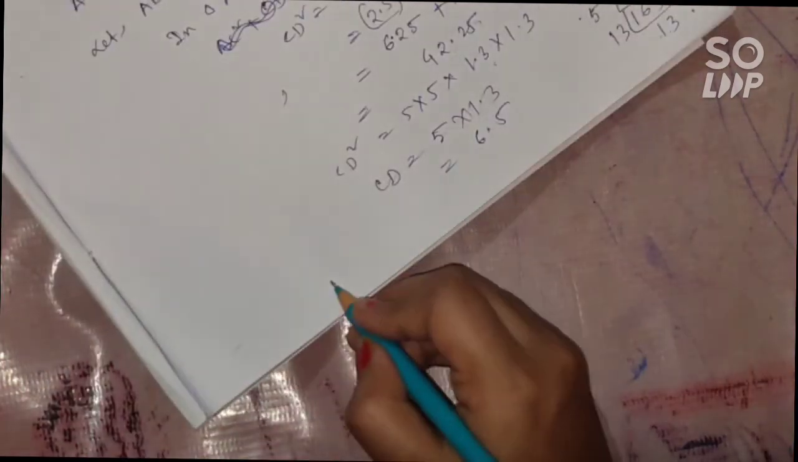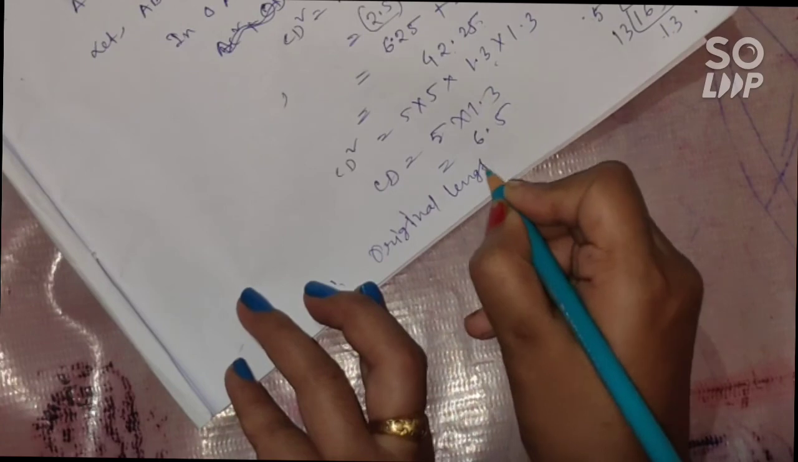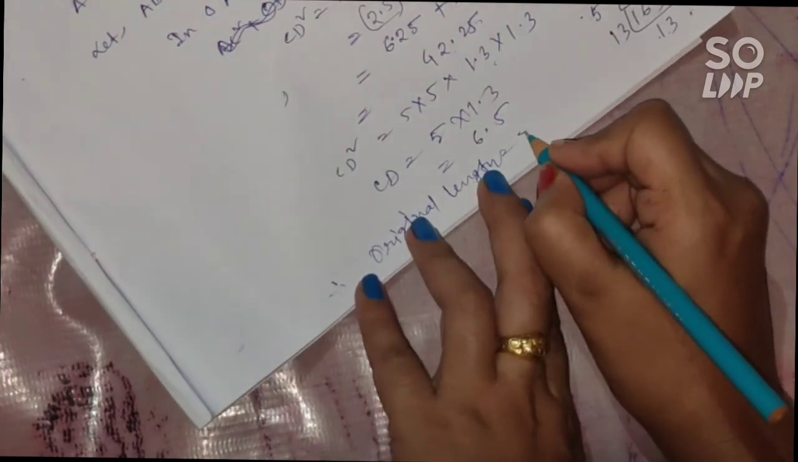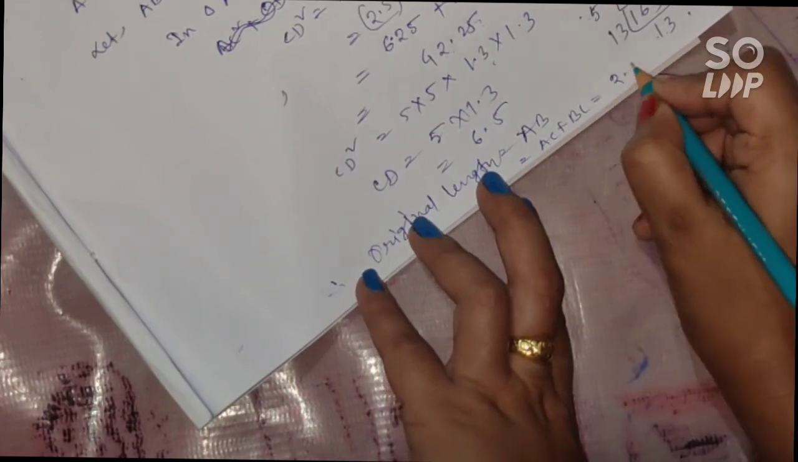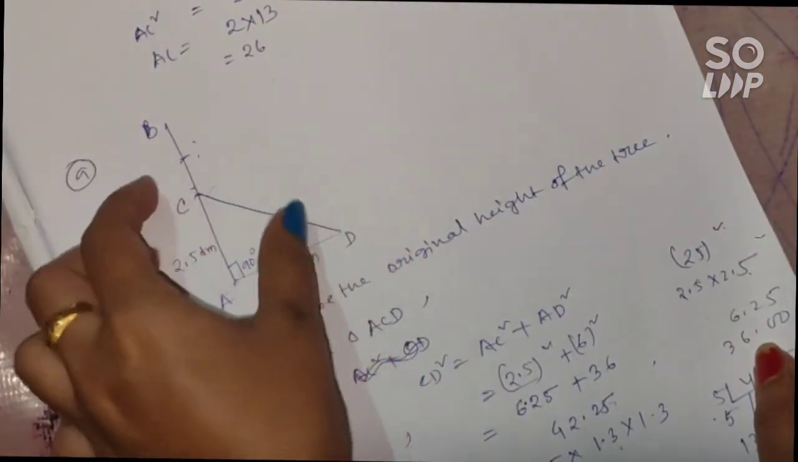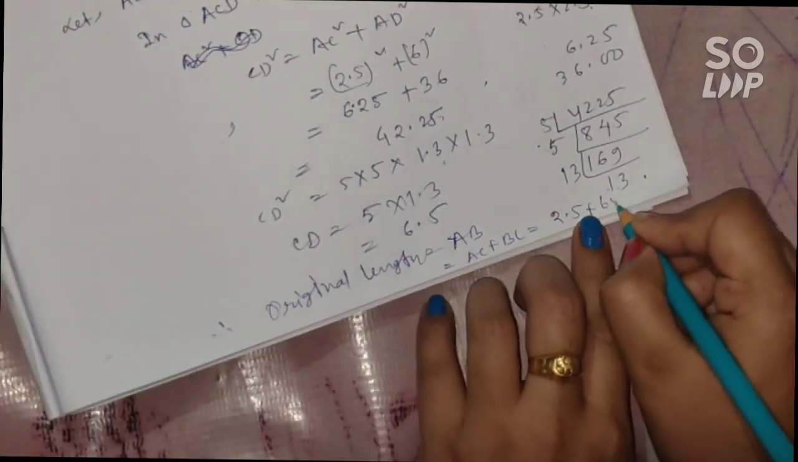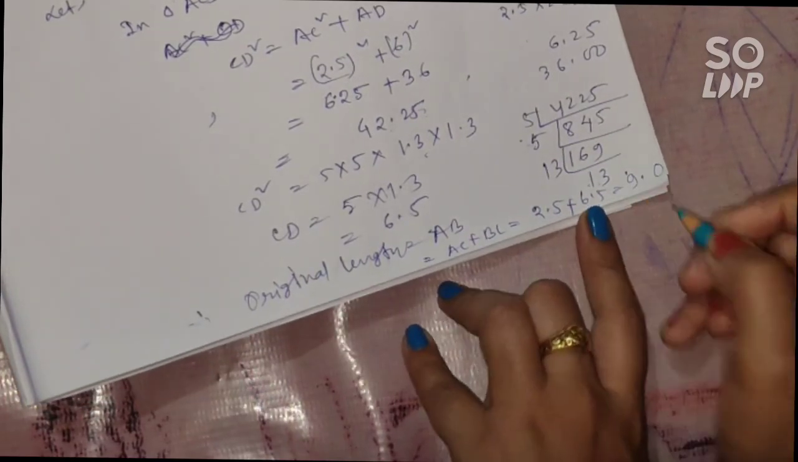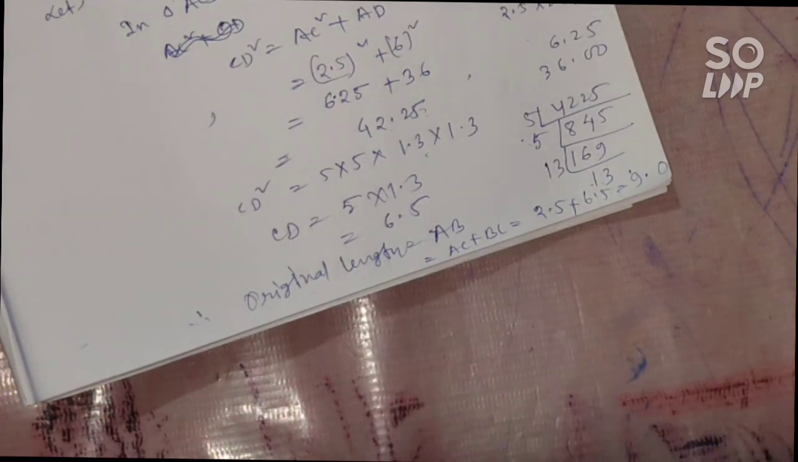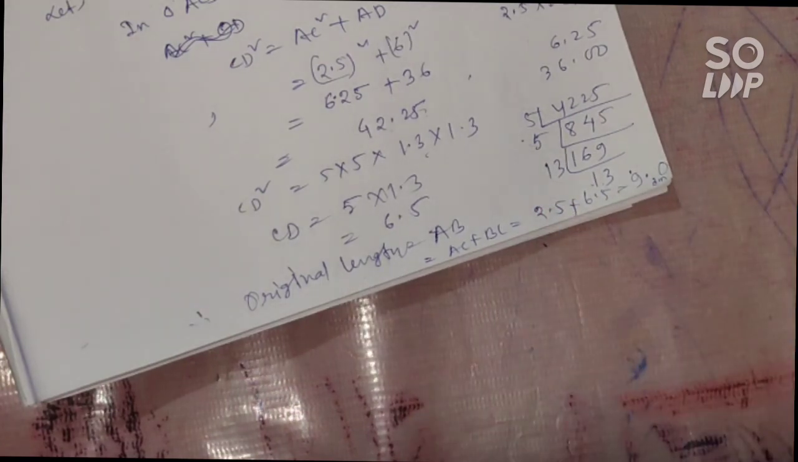Okay, so the original length of the tree, original length AB equal to AC plus BC. AC is 2.5 and BC is equal with CD, and the length of CD is 6.5. So BC is also 6.5. So 2.5 plus 6.5 is equal to 9 decameter. This will be the original length of the tree.